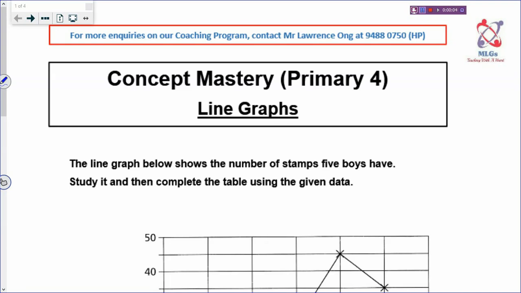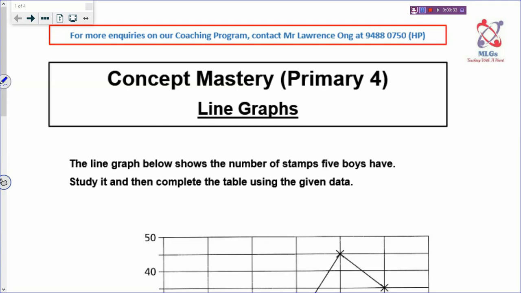So we are going to look at line graphs, and this should be the last topic that we are doing for P4. And we are going to go into P5 and P6 topics. So hopefully with all these concept mastery lessons, you have a very good understanding of how to use the topic to solve harder problems. To solve the harder problems, you need to know your basics, right, your concepts. So all these lessons will revise your concepts and also refresh what you have done in school.